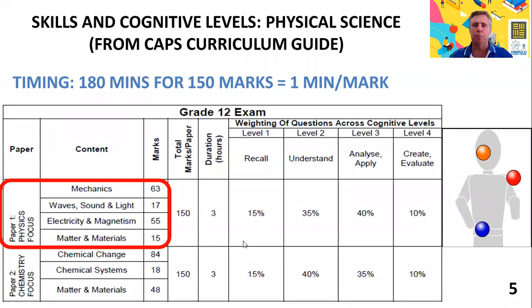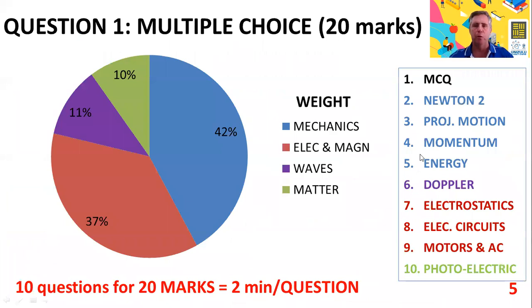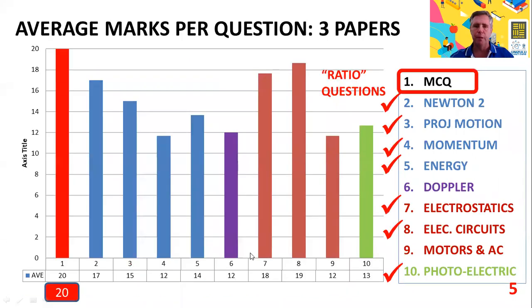In terms of marks breakdown, this is the breakdown of the paper, and multiple choice will always be question 1 for 20 marks. So question 1 is always multiple choice for 20 marks. And the distribution of multiple choice questions will be similar to the distribution of topics in the longer questions. Multiple choice is 10 questions for 20 marks, so you need to work at about 2 minutes per question. Again, always 20 marks for question 1.